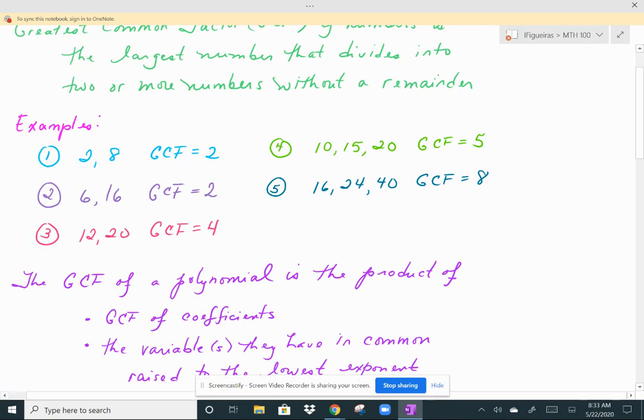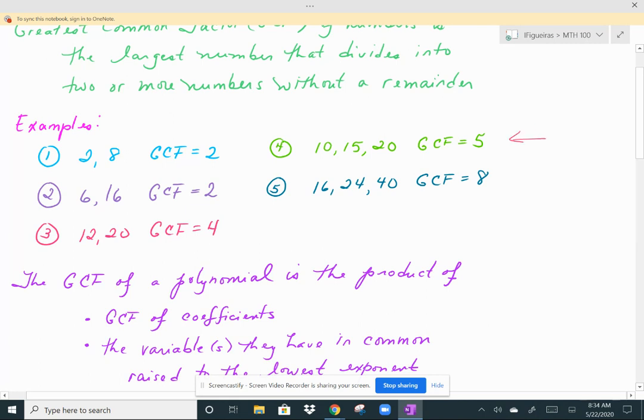Now, let's move on to number 2. What is the GCF for 6 and 16? So remember, the factors for 6 are 1, 2, 3, and 6. The factors for 16 are 1, 2, 4, 8, and 16. So the largest one that they have in common is 2. The greatest common factor for 12 and 20, well, that number would be 4. 2 is also a common factor, but it's not the largest one or the greatest one. So GCF is 4.